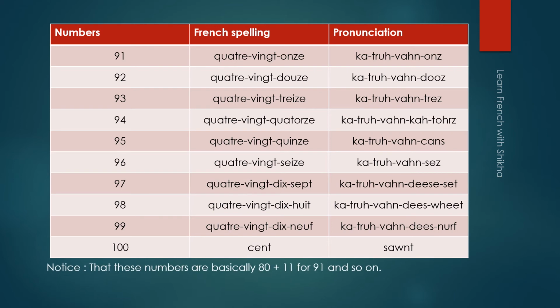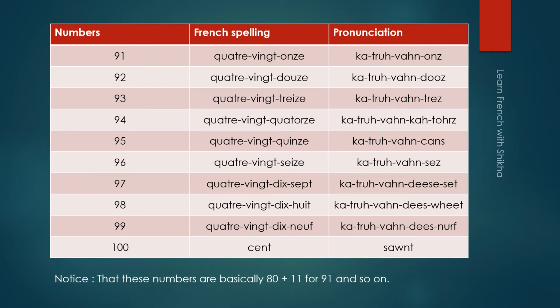Okay, so now let's do the numbers from 91 till 100. Now here again we are going to follow the rule like we did for 71 till 80. What we are going to do, we are going to add onze, douze, treize, quatorze, quinze, seize, dix-sept, dix-huit and dix-neuf after the number 80. That is 80 plus 11, 91, 80 plus 12, 92, 80 plus 13, 93 and so on.